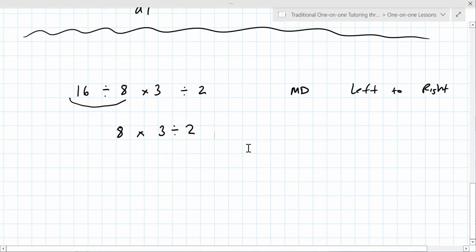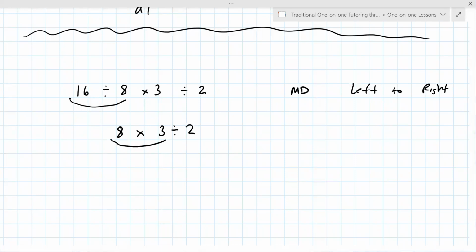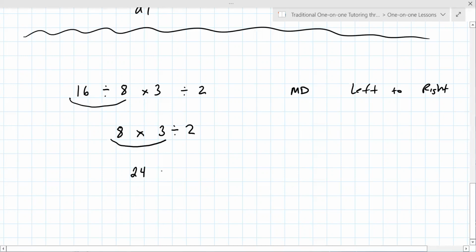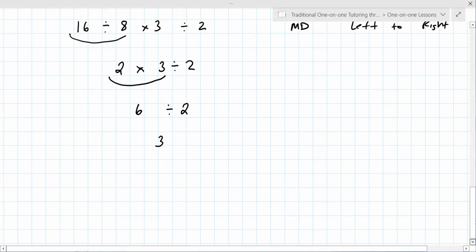What is 8 times 3? That's your next step. 9. 8 times 3, yes. 8 times 3 is 24. Okay, divided by 2. I'm sorry, I let you, this is not correct. I'm sorry. So 16 divided by 8 is 2. Okay, so this is now 2 times 3. 2 times 3 is 6. Okay, divided by 2. Divided by 2 is 3. Very good. Okay, let's try another problem here.